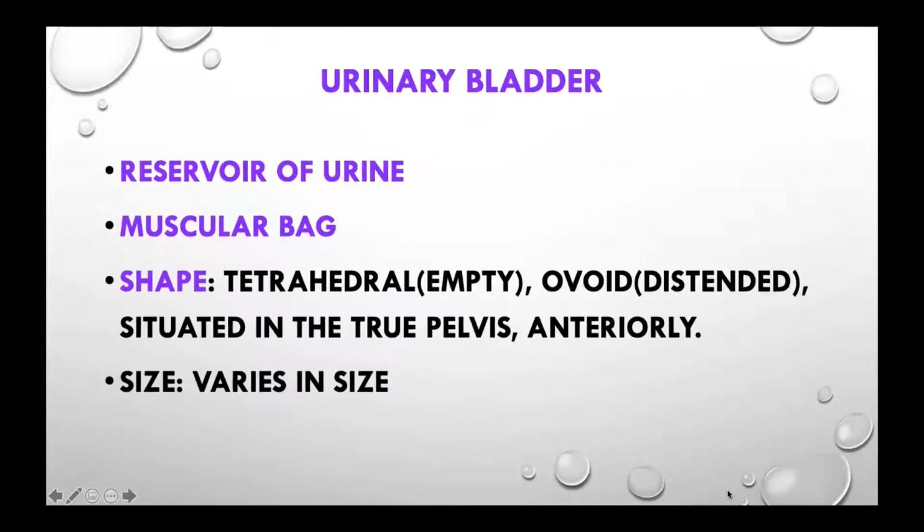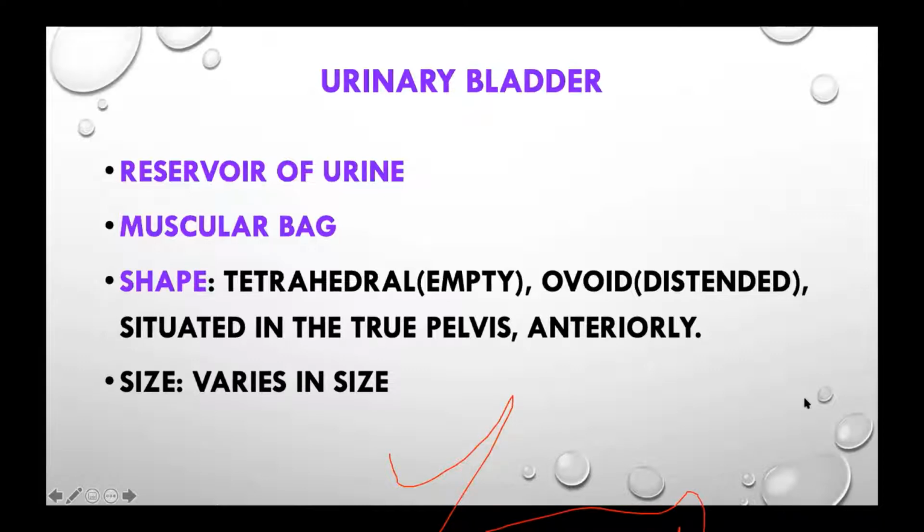The urinary bladder is basically a muscular bag, which is considered the reservoir of urine. The urine is mainly secreted by the kidneys, travels through the ureter and reaches the urinary bladder, where it stays for some time and is then expelled out. That's why it is named the reservoir of urine.